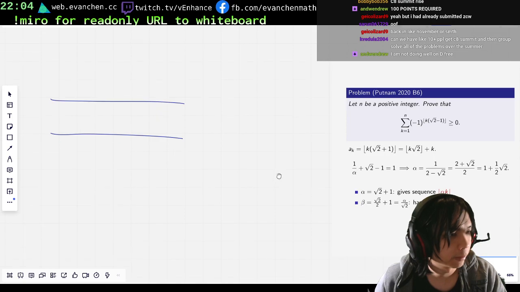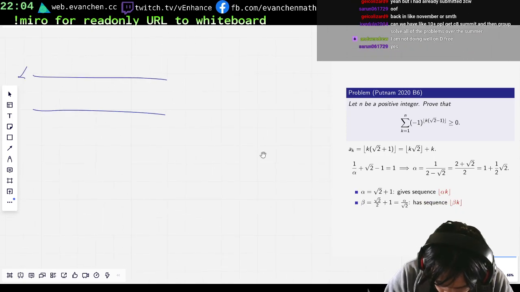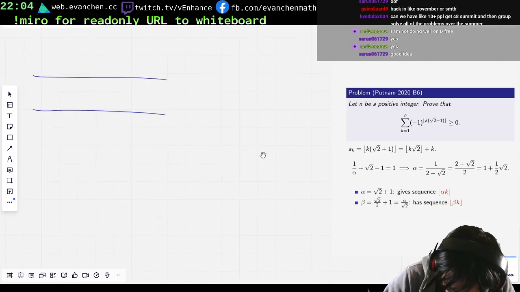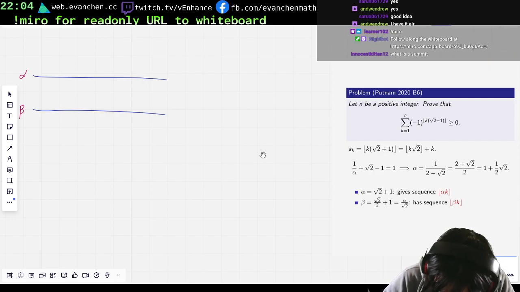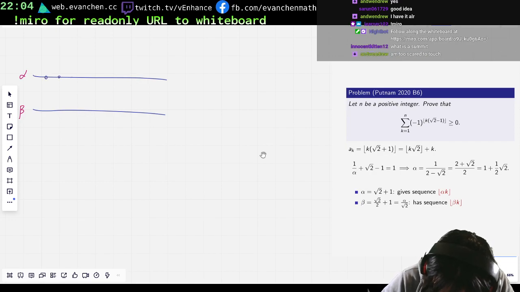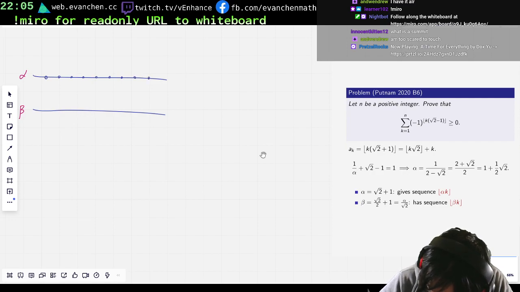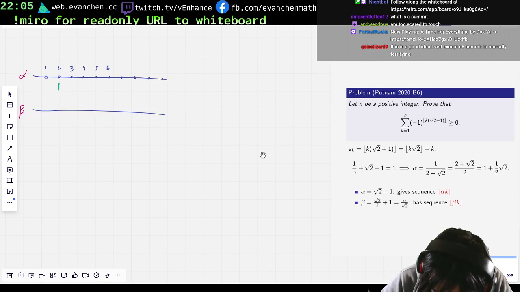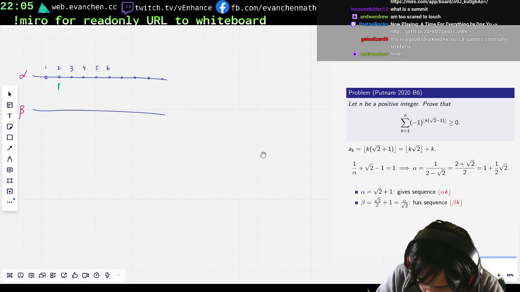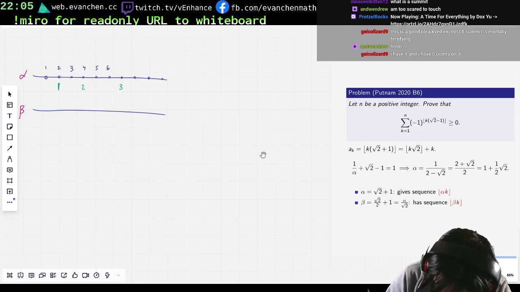So, alpha line and beta line. I have a sequence. For example, the first few terms of the alpha sequence, the first floor is 2. So this is like k equals 1. And the next ones, let's say 2, 4 and 7. So for example, those are the first 3.